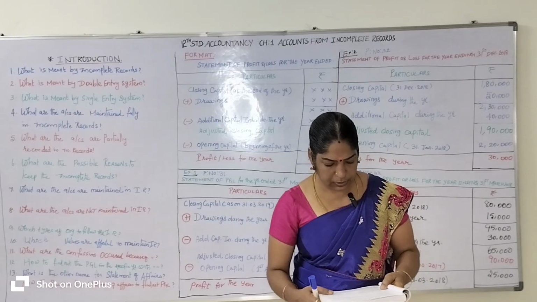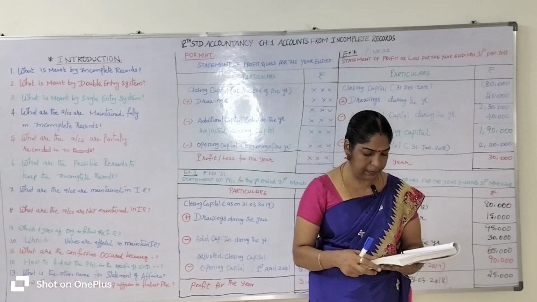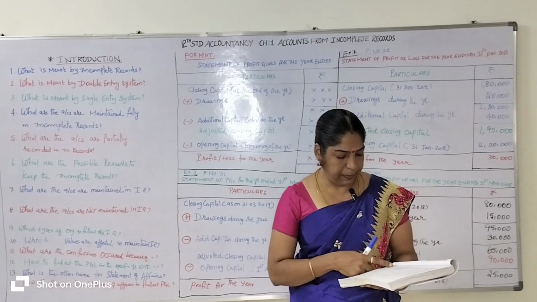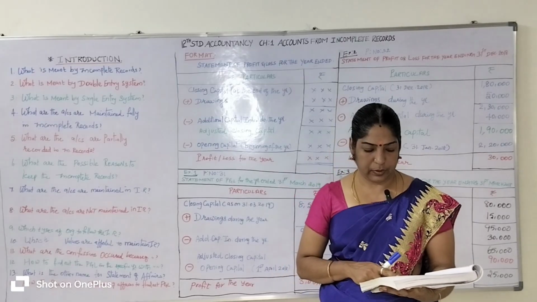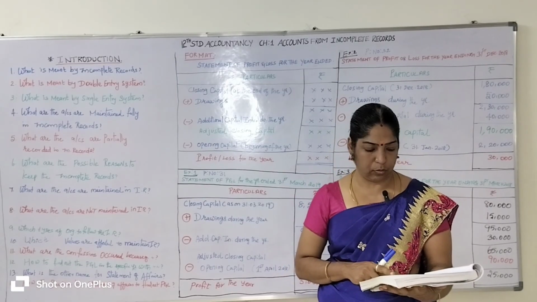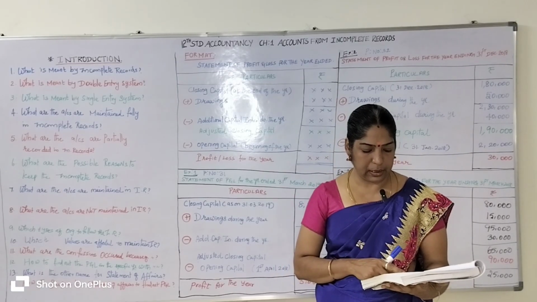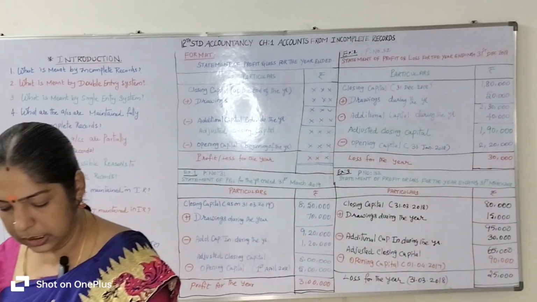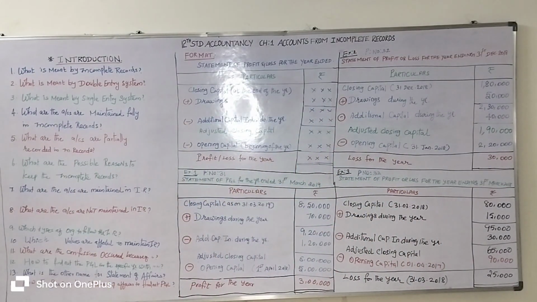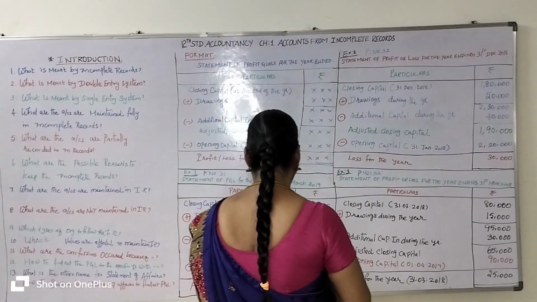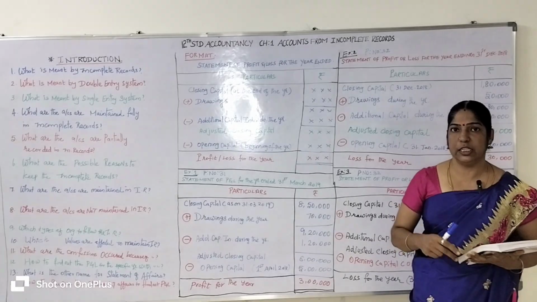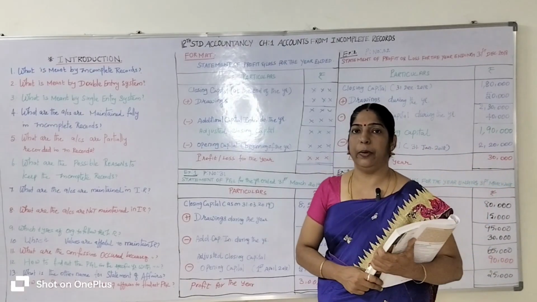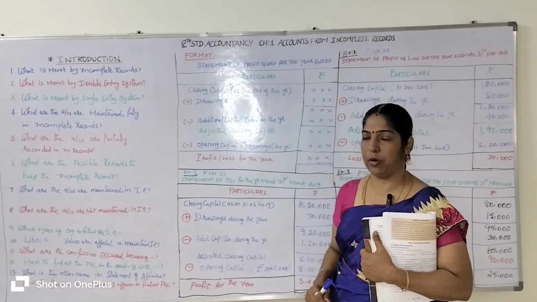The first question is, from the following particulars ascertain profit or loss. Capital at the beginning of the year, 1st April 2018, 5 lakh rupees. Capital at the end of the year, 31st March 2019, 8 lakh 50,000 rupees. Additional capital introduced during the year 1 lakh 20,000 rupees, and drawing during the year 70,000 rupees. With this information, we are going to find out the profit and loss account.